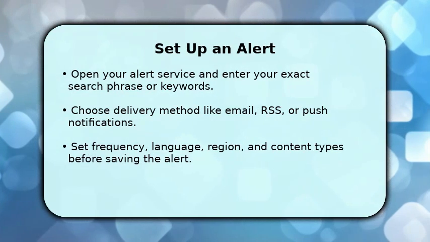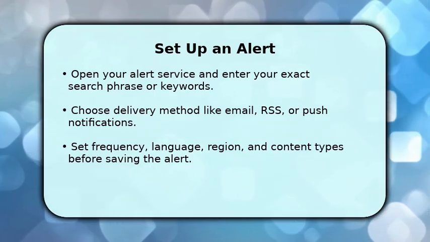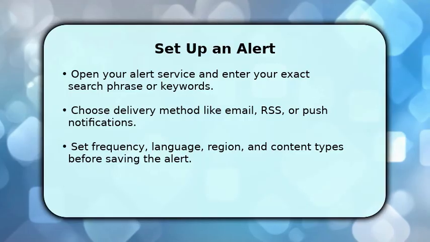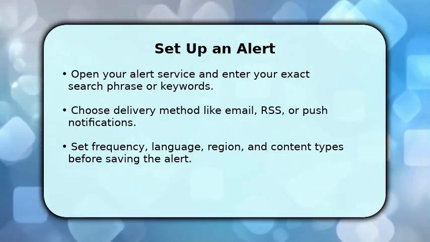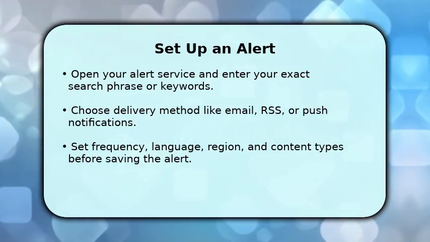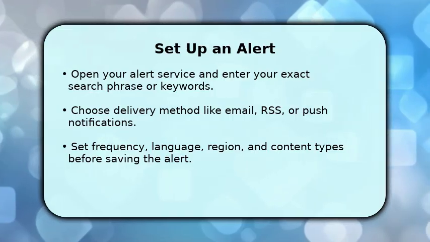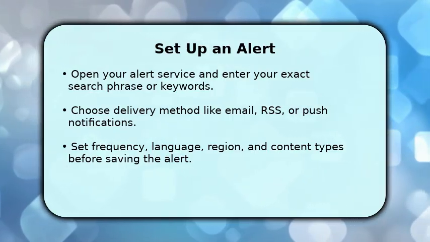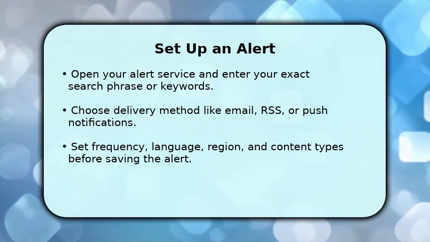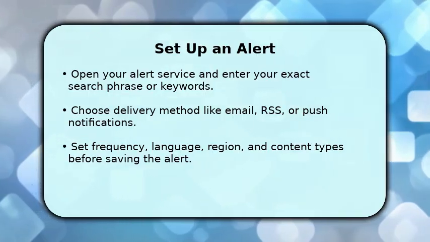Open your alert service and enter your exact search phrase or keywords. Use quotes for exact phrases and minus signs to exclude terms you do not want. Choose delivery method like email, RSS, or push notifications for receiving updates. Set frequency, language, region, and content types before saving the alert.